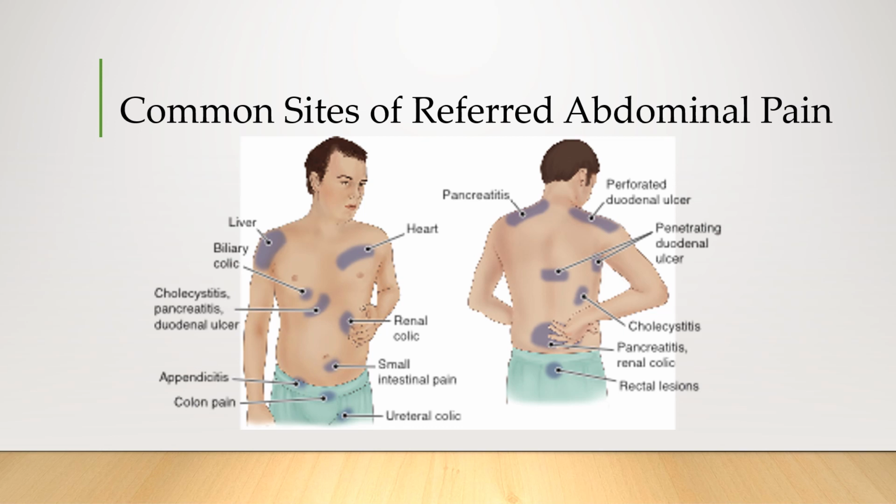So look at the shoulder of this patient real fast. That's where a lot of people are going to have their liver pain, but the liver is nowhere near the shoulder. So referred pain is really important when it comes to the abdomen.